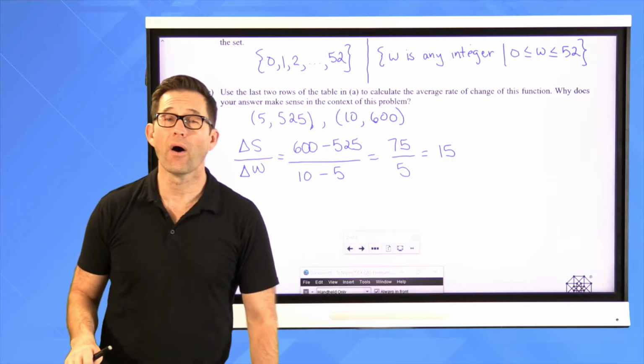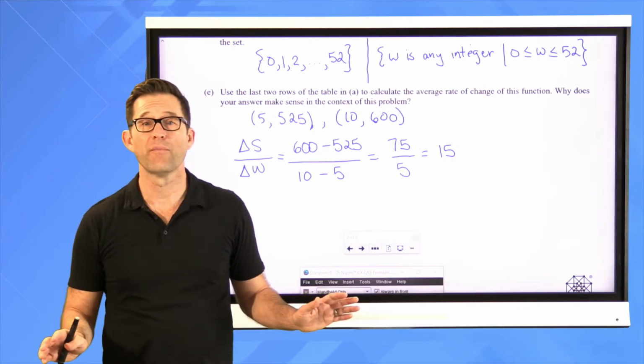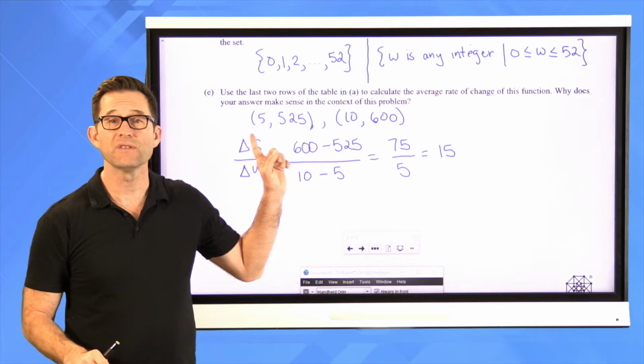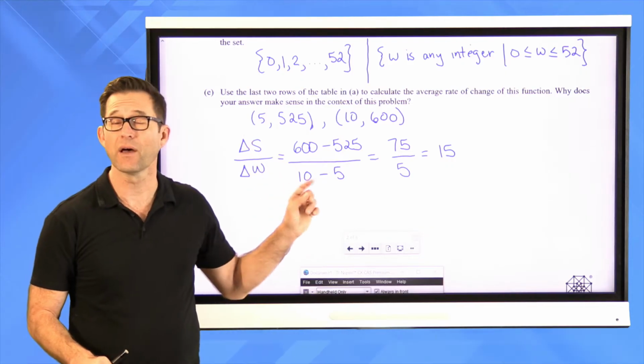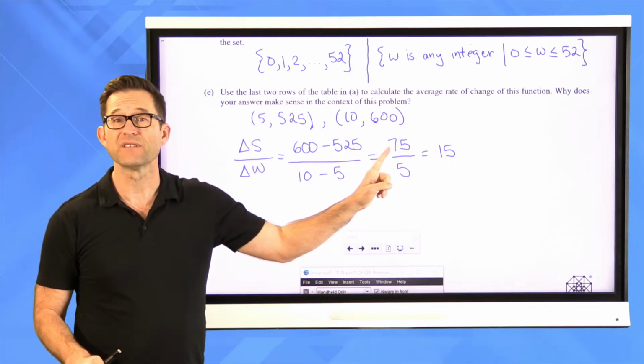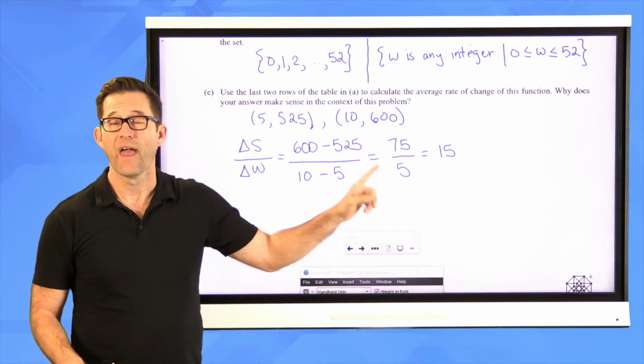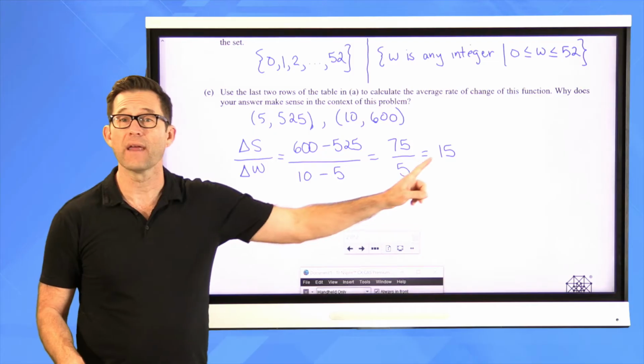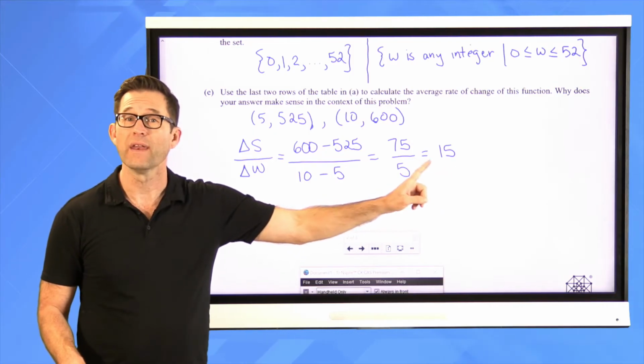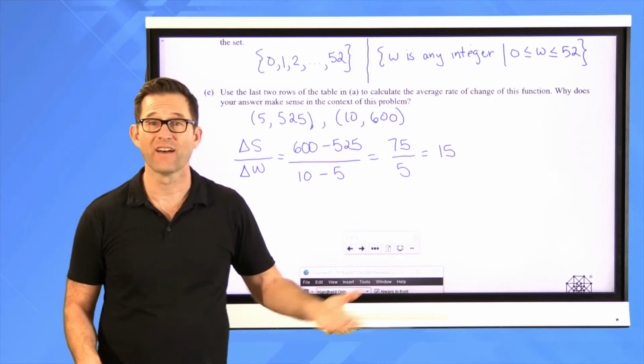Now, by the way, again, I always like to think about every part of my calculation, right? The change in savings divided by the change in weeks tells us that we have saved $75 between 5 weeks and 10 weeks, and it took us 5 weeks to do that, and we end up getting 15. And why does that make sense in the context of this problem?